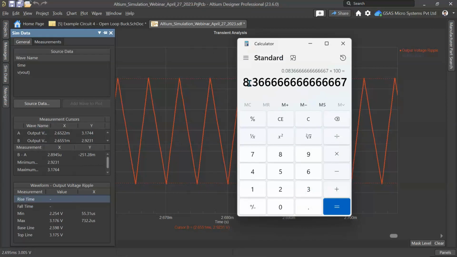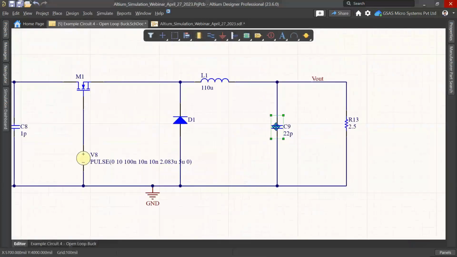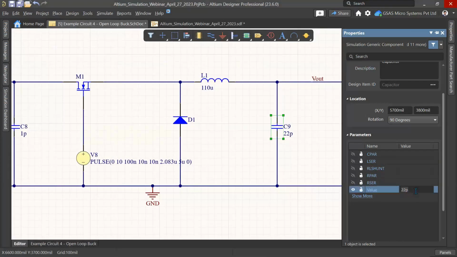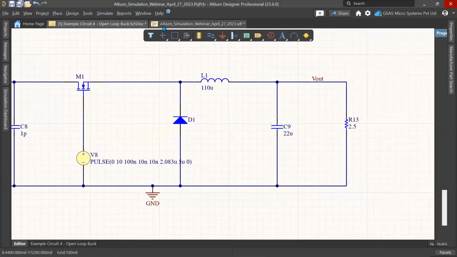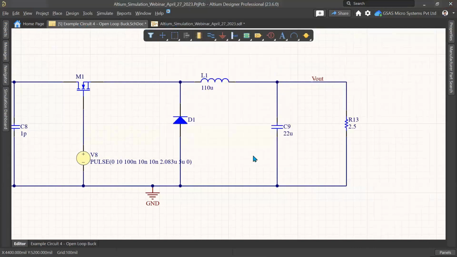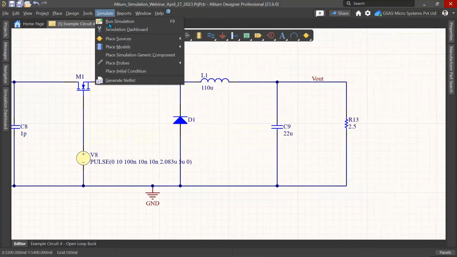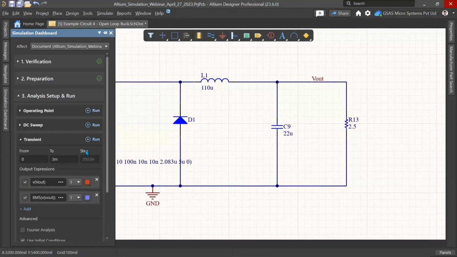Now, how can we adjust the ripple to less than 1%? Let us change the value of this capacitor. Instead of pico, we will say microfarad. And again, we will run the same process of analysis.